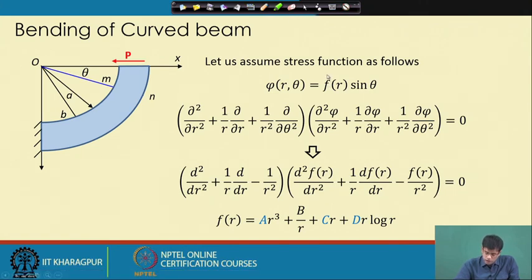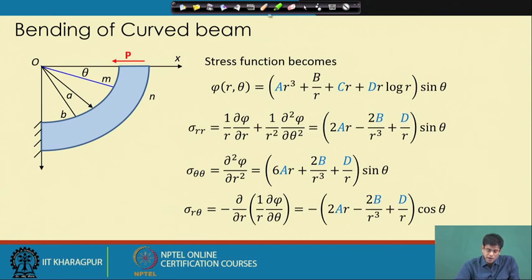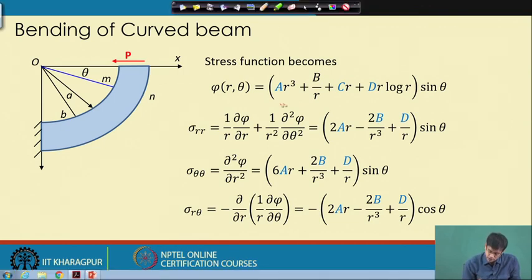So, my phi becomes this, which is a function of r and theta. Even though this function looks very simple, because we have used separation of variables, f of r into g of theta, and g of theta is essentially sine theta. So, sigma rr we can compute, sigma theta theta again we can compute, and sigma r theta we can compute.